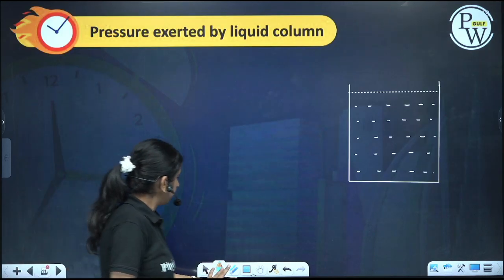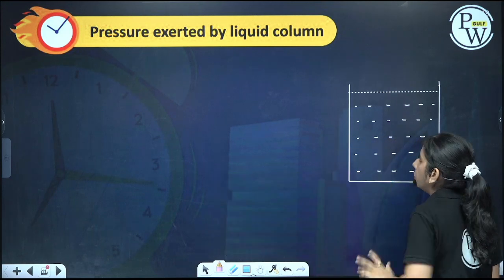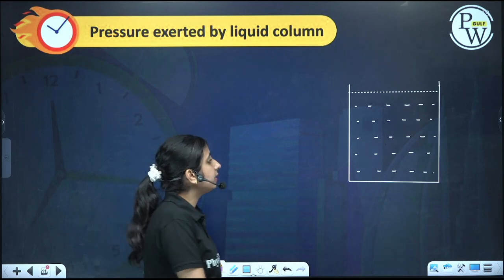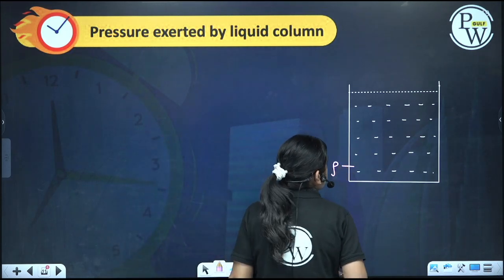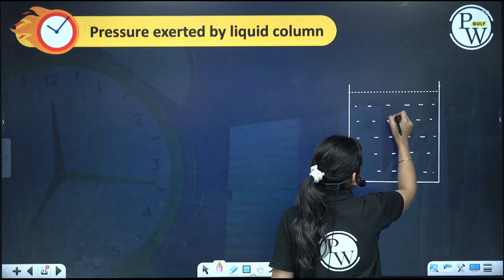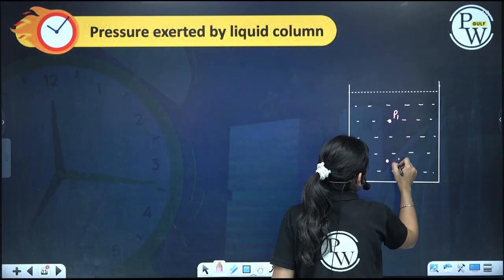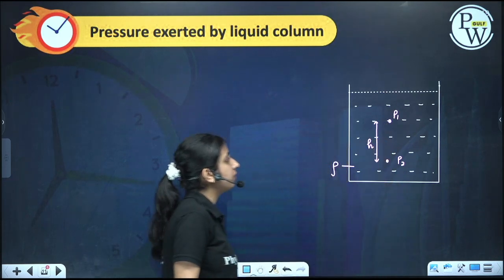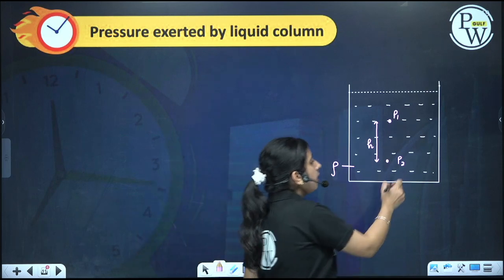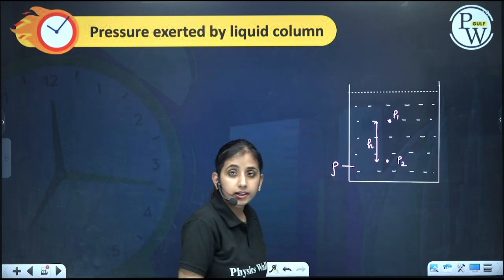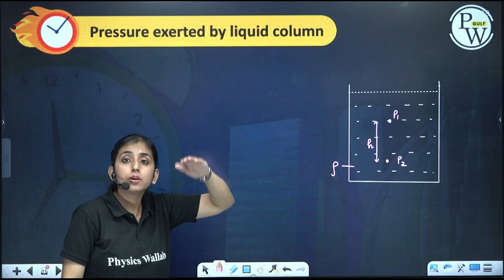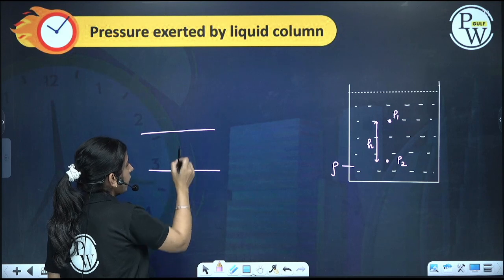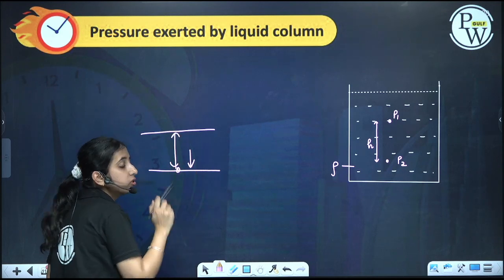Next, pressure exerted due to a liquid column. Now suppose we have a liquid in a container. Rho is the density of the liquid. Now consider two points P1 and P2 in the liquid which are separated by some distance h. Pressure at any point in the liquid is due to the weight of the liquid column above it. If we want to find the pressure at this point, this whole liquid column is exerting its weight downwards.